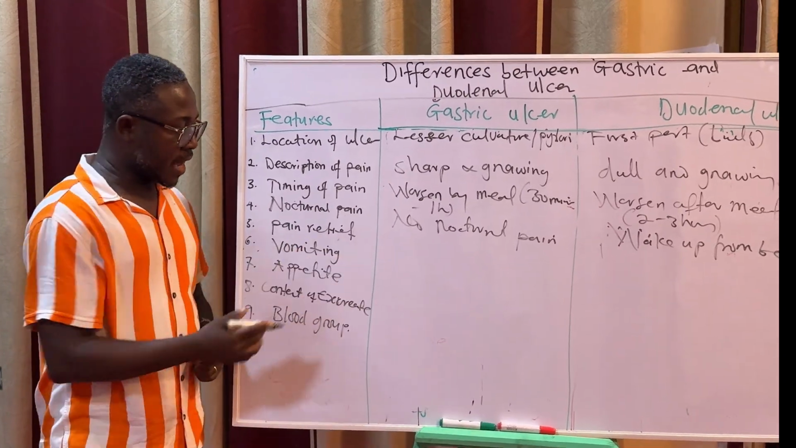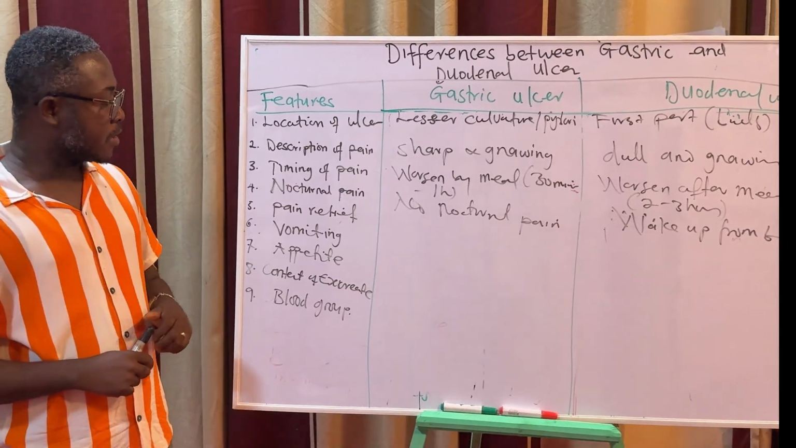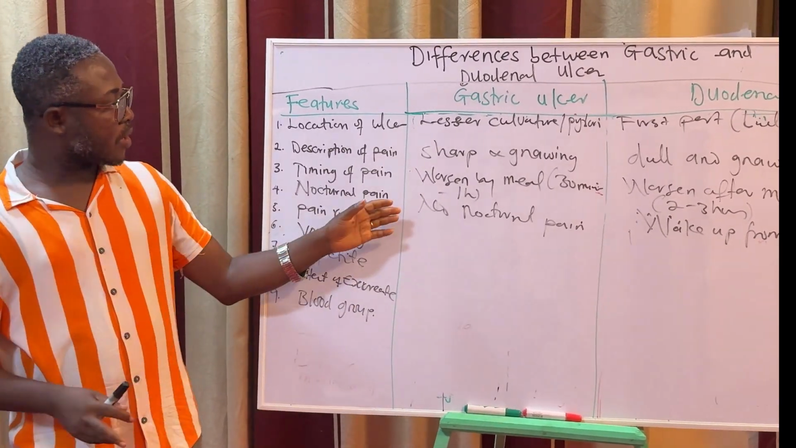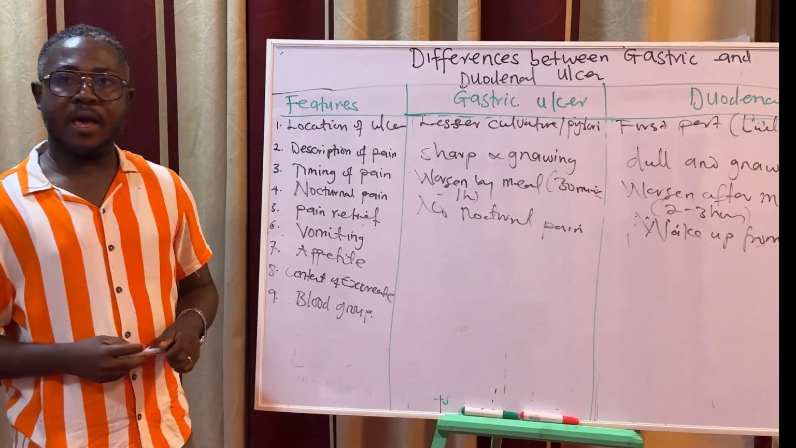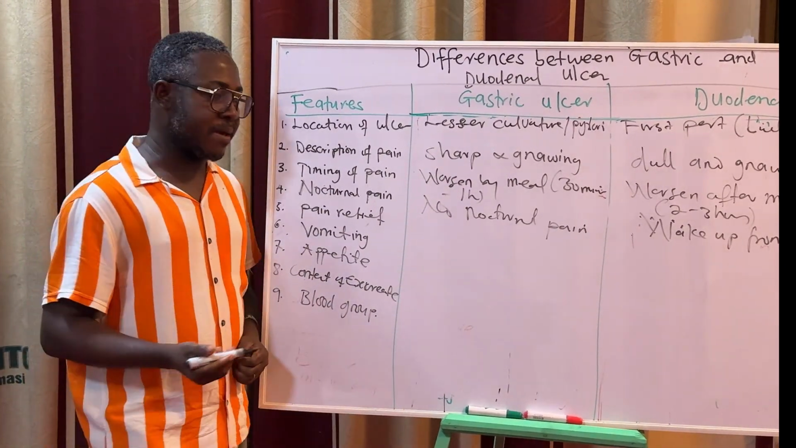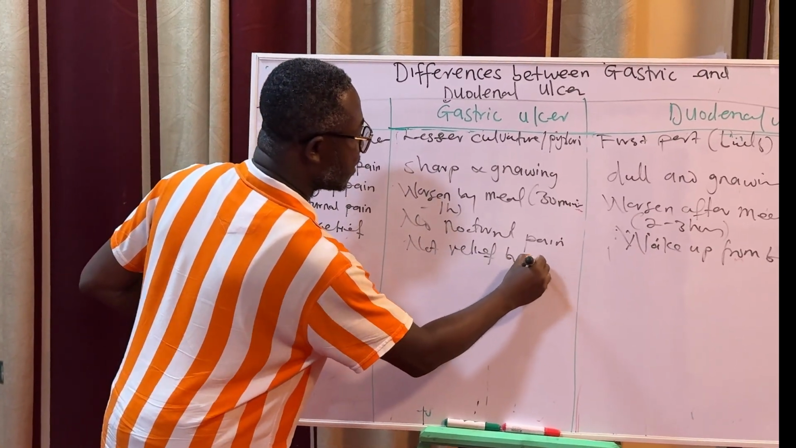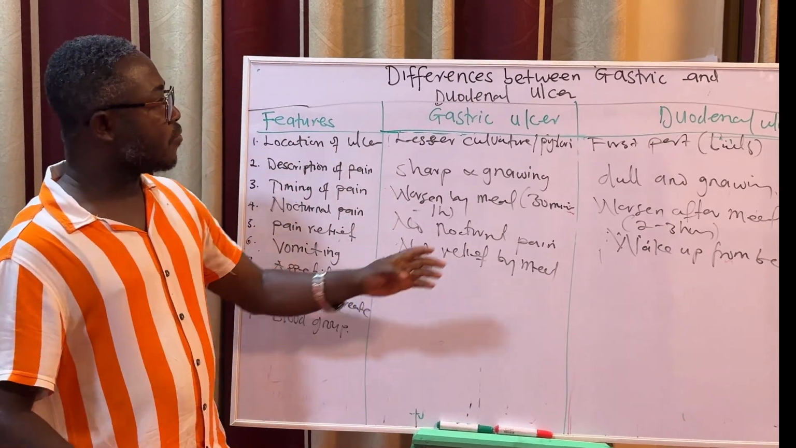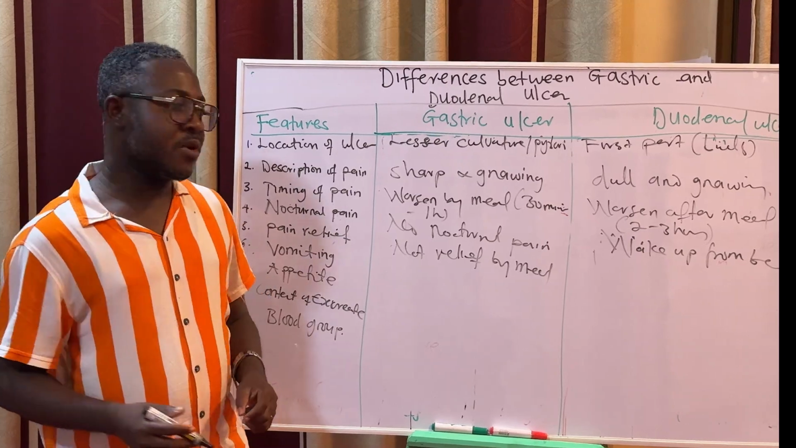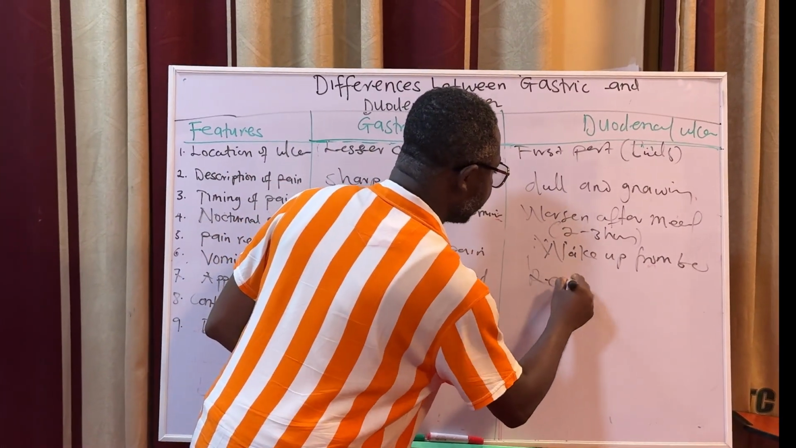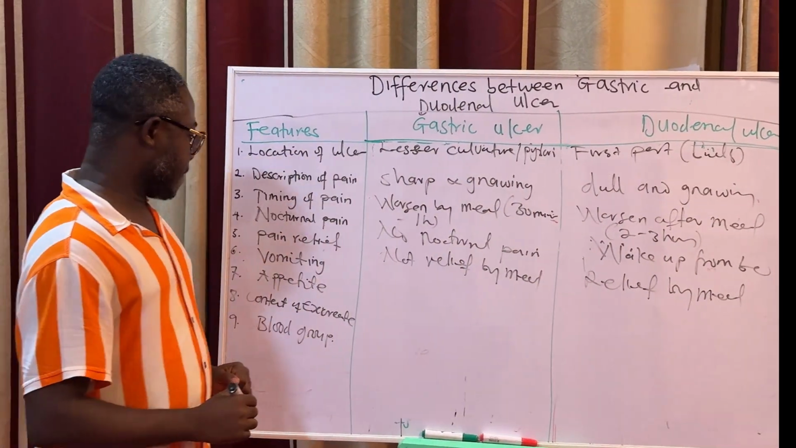Then now let's look at what usually relieves them of the pain. And so when we talk in terms of meal, that means that with the gastric ulcer, the patient is not relieved by meal. And then with the duodenal ulcer, the pain is usually relieved when they are eating. So relieved by meal.